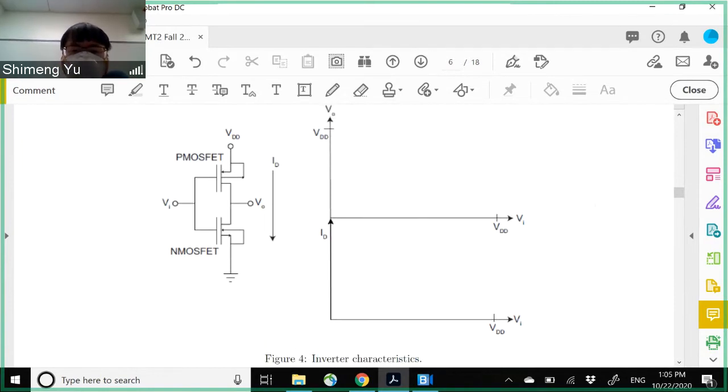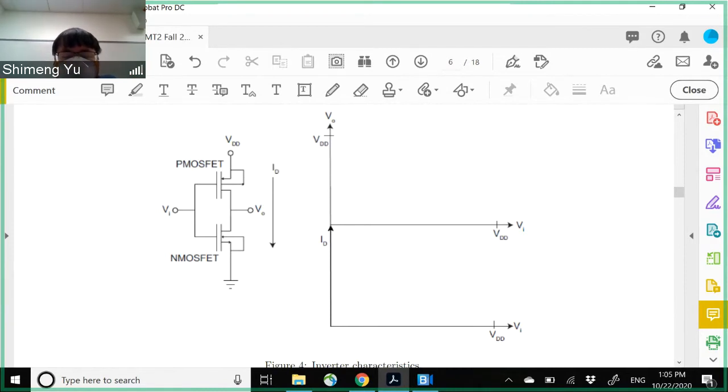If you recall the lecture, we talked about the VTC, voltage transfer curve. When you increase the input voltage from 0 to VDD, the output will decrease from VDD to ground, and it will follow this shape. So this is the VTC, voltage transfer curve. And this is matched, so the VM point will be half VDD.